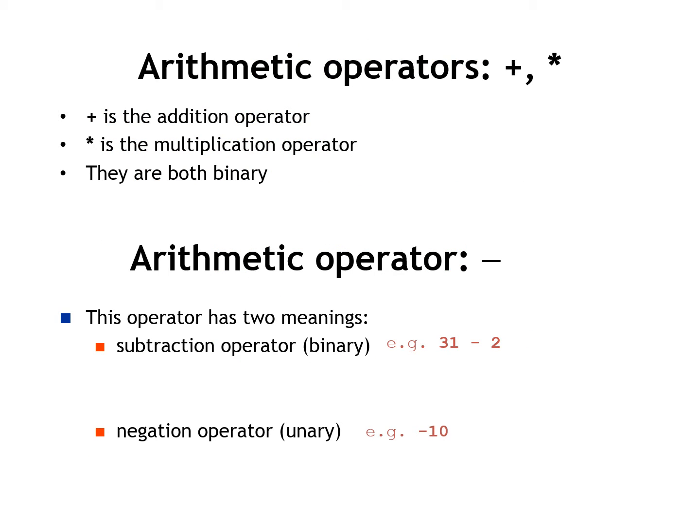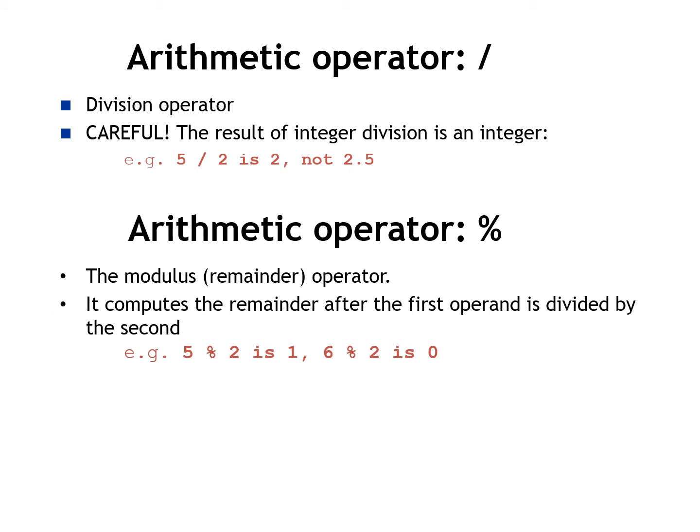So arithmetic operators, now the addition and multiplication. This is the addition, this is the multiplication. They are both binary, meaning you need two operands. Subtraction operator, for this minus, it can be binary, where you need two operands, or by itself unary because it can become a negative number. And then the division, you need to be careful. If it is integer division, then it will come up with an integer, not a floating number. If you divide 2 modulus of 2, you get 1.